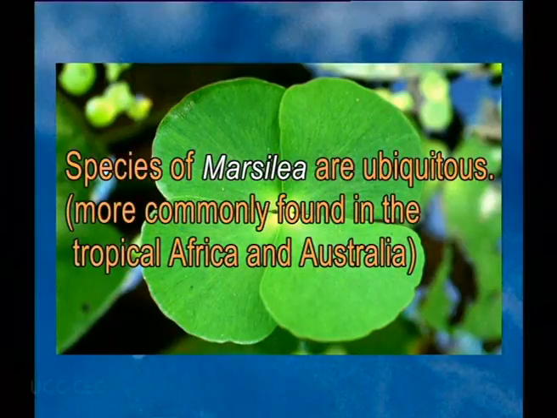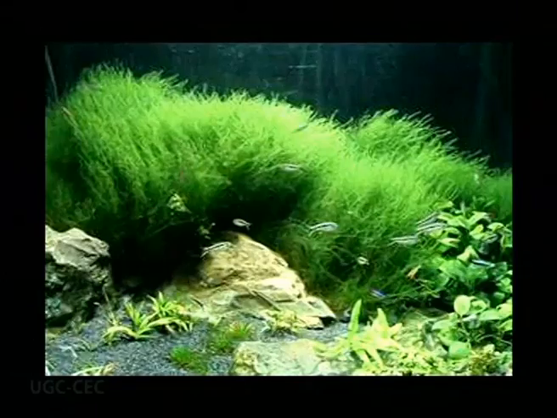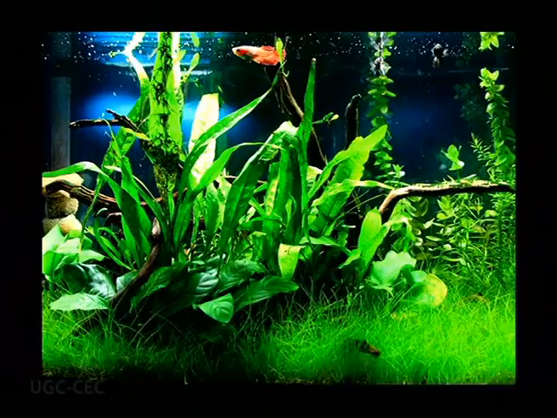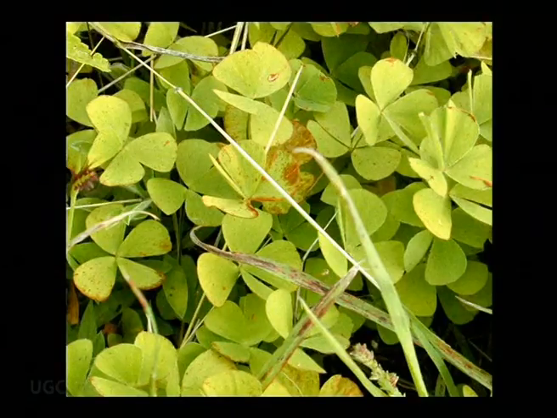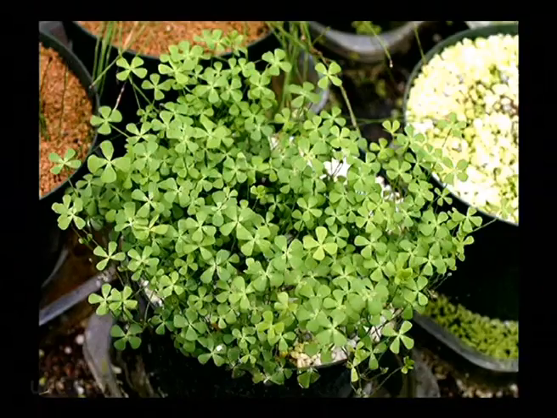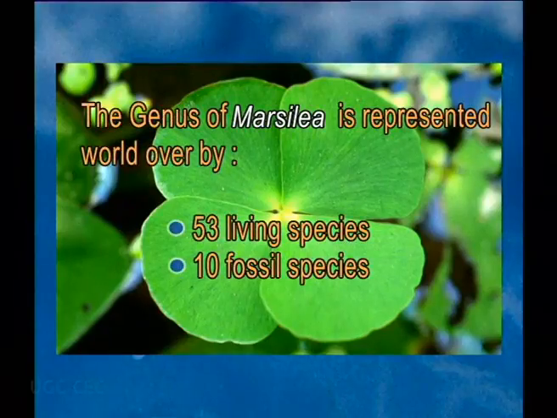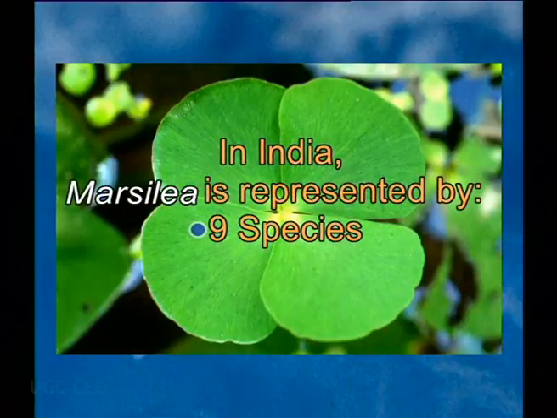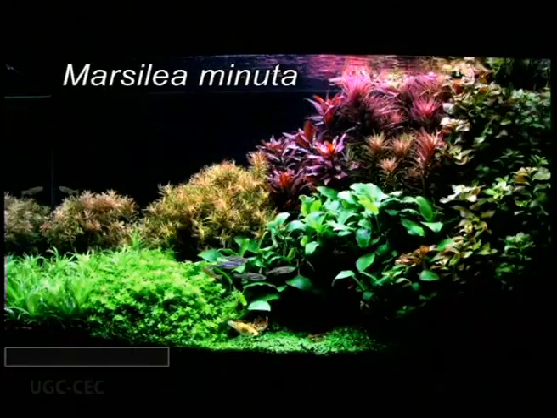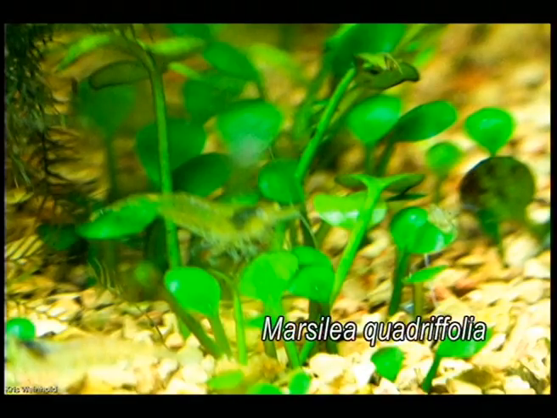Its species are ubiquitous, that means they are distributed throughout the world but are more common in tropical Africa and Australia. The genus is represented worldwide by 53 living and 10 fossil species. In India, Marsilea is represented by 9 species. Of these 9 species, Marsilea minuta and Marsilea quadrifolia are the most common and widely distributed ones.